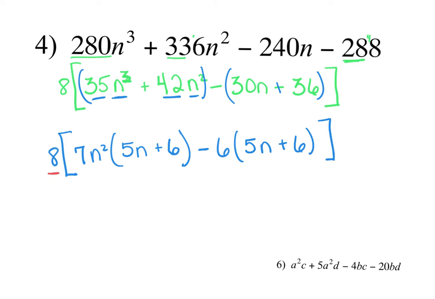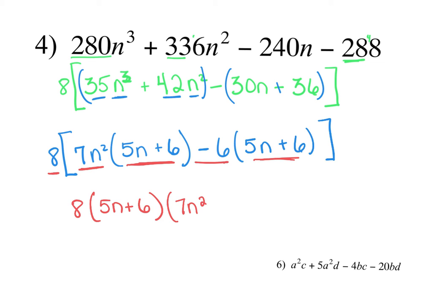I still leave this 8 here. Now I can put groups. My common group is the 5n plus 6. What's left over is 7n squared minus 6. And that is my answer here.